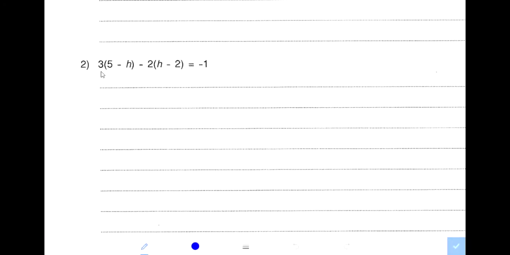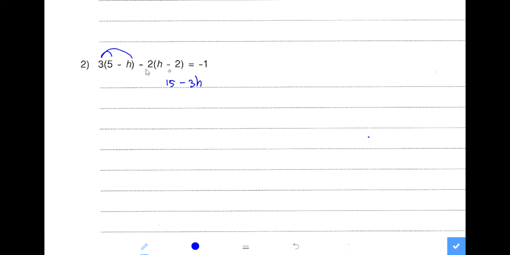This one's multiply by 3. Let's multiply it by 3, right? 3 times 5 is 15. And then 3 times h is 3h, but it has to be negative 3h because this h is negative. You see, right? This h is negative.